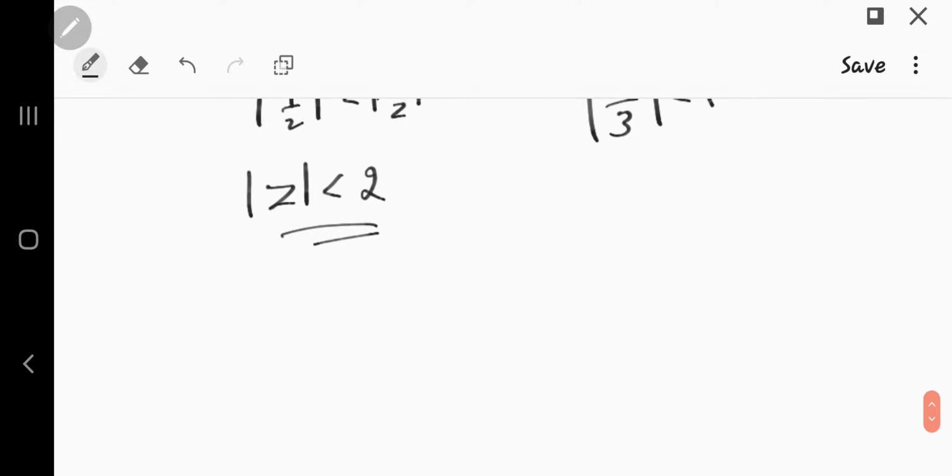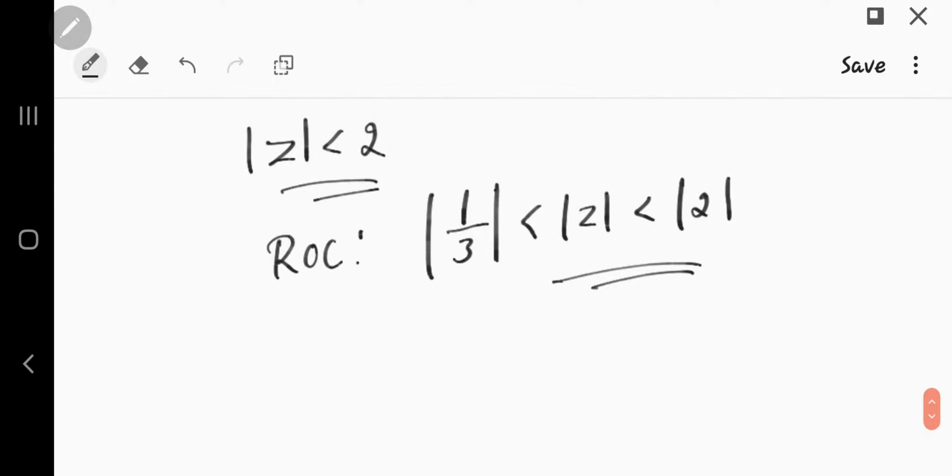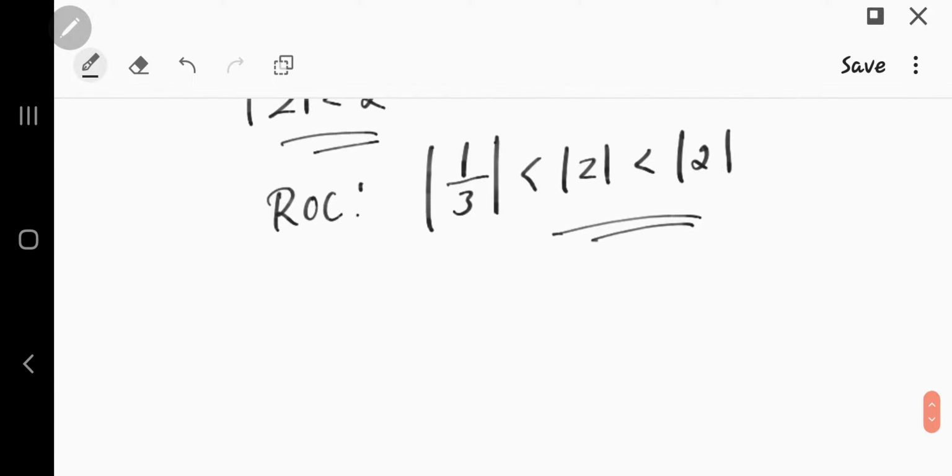So combining this, we can write the ROC as lies between 1 by 3 and 2. So ROC lies between 1 by 3 and 2. So that is the location of ROC.